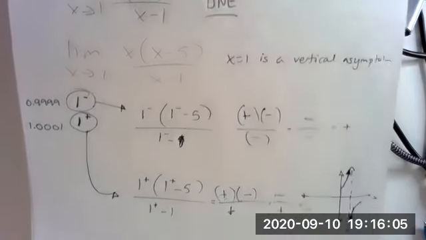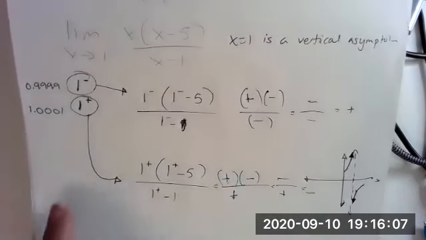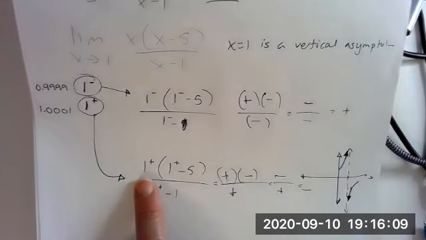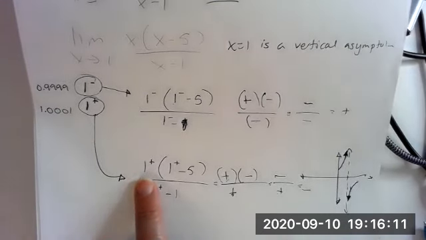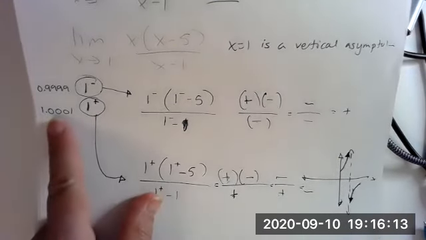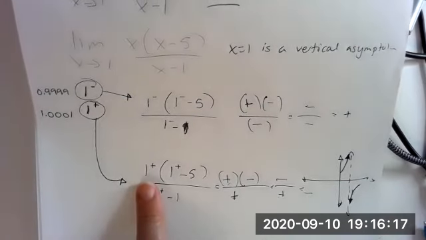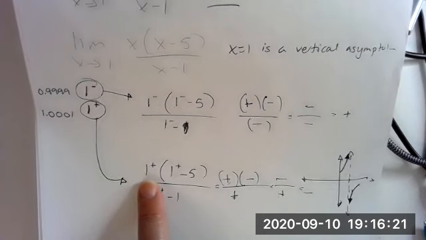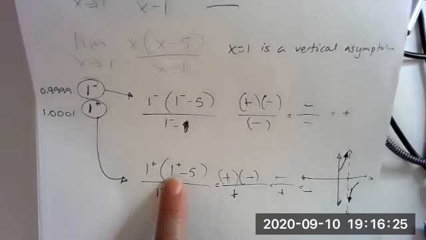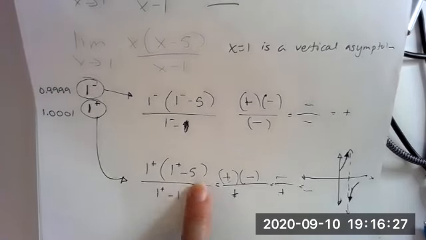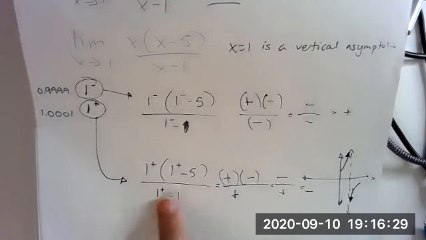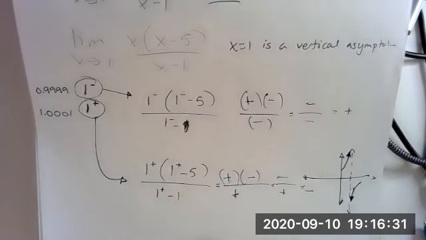We're going to do the same thing from the right. So imagine a number that's a little bit larger than 1, just a little bit larger than 1. So for example, 1.0001, right? So that number, we would substitute that in for x as a concept. So something a little bit larger than 1 times something a little bit larger than 1 minus 5, divided by something a little bit larger than 1 minus 1, okay?